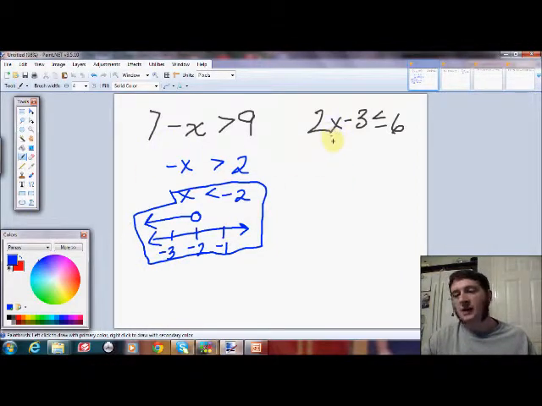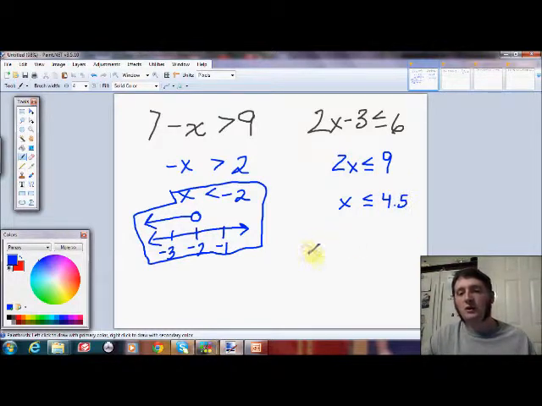Alright, so in this next example, we want to get rid of subtraction by 3, so we would add 3. And you'll never reverse the inequality from adding or subtracting. So add 3, 6 and 3 is 9. And we divide by 2 to get rid of that multiplication. And half of 9, a lot of you would say, is 4.5.